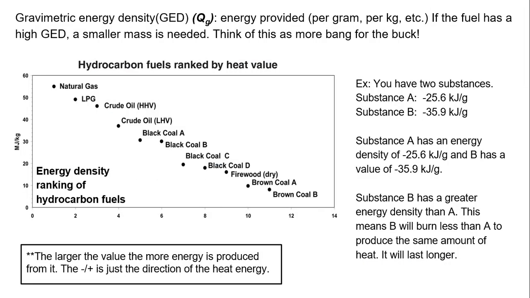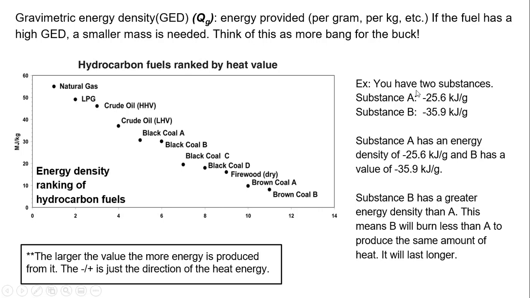Gravimetric energy density, this is the Qg, is energy provided per gram, per kilogram, per pound. You need some measurement for this. If the fuel has a high GED, a smaller mass is needed. So think of this as more bang for your buck. If you have two substances and you want to pay for the one that's better quality, this is a perfect example. If you have gas, you want gas that's going to get you further, not one that's going to burn through faster and have to keep stopping at a gas station.